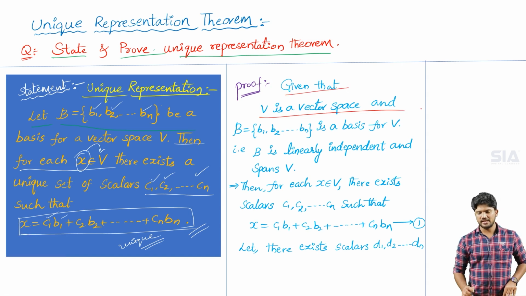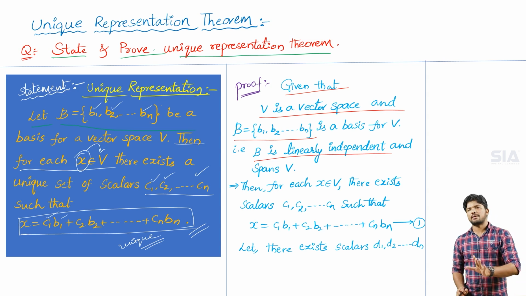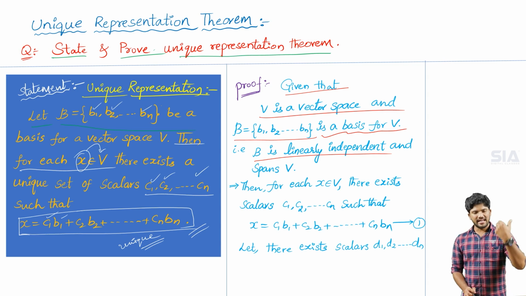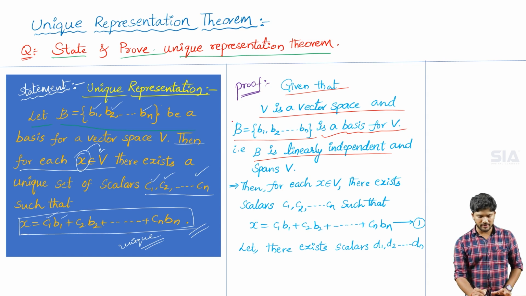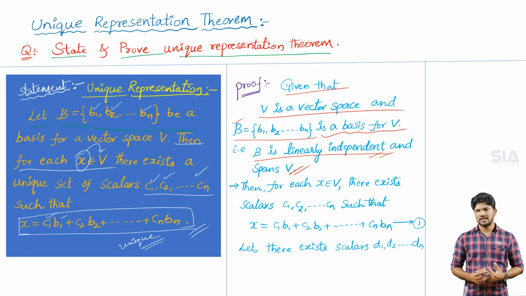Given that capital V is a vector space and capital B equals b1, b2, up to bn is a basis for capital V. Since capital B is a basis, by the definition of a basis it satisfies the linear independence condition, and the second condition is that the basis spans capital V. With the help of that basis only, the vector space is generated.